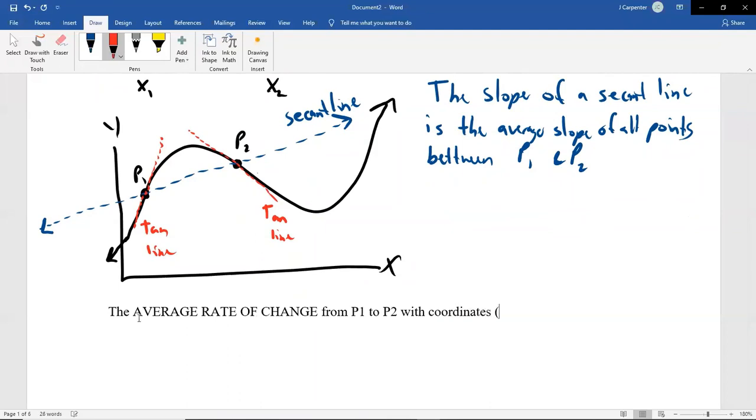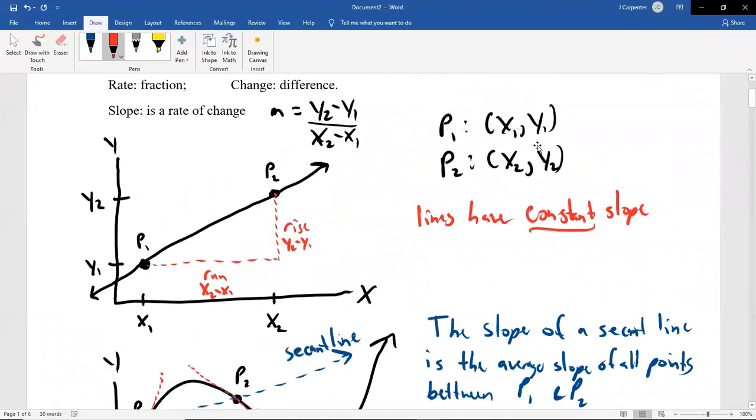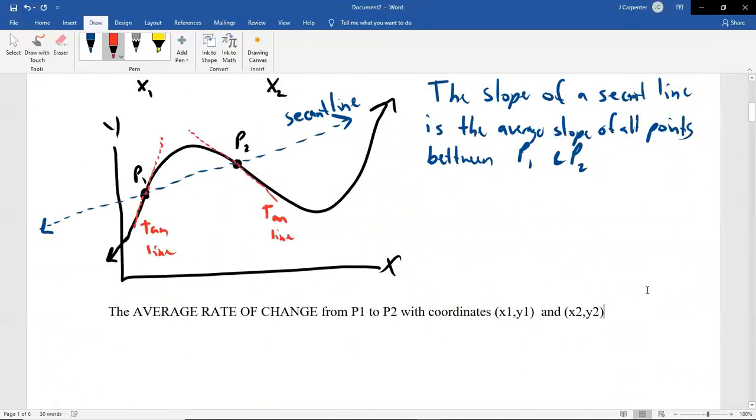with coordinates x1 comma y1, it's going to take me too long to use subnotation, and x2 comma y2, but you all should know that it has the little subnotation like up here. It should look just like those. So the average rate of change from P1 to P2 is literally the definition of slope. It's y2 minus y1 over x2 minus x1.